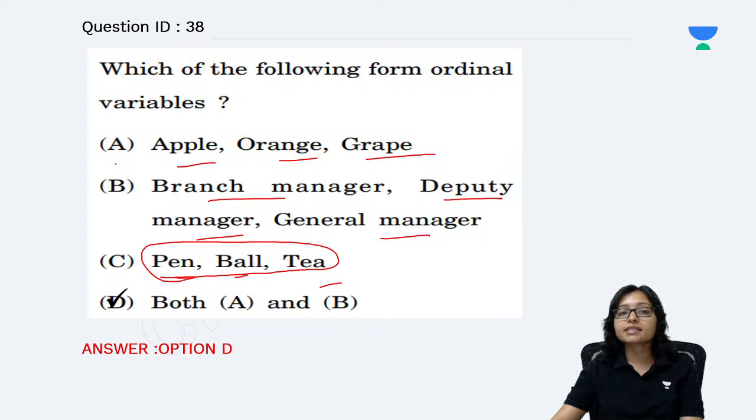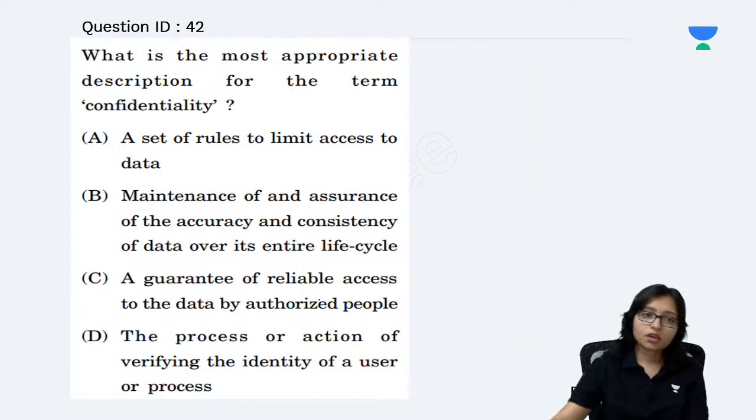And these are a set of some fruits. This is the set of some labels of the managers. So this is the order: branch manager, then deputy manager, then general manager. This is going as an order. That's why the answer will be A and B.